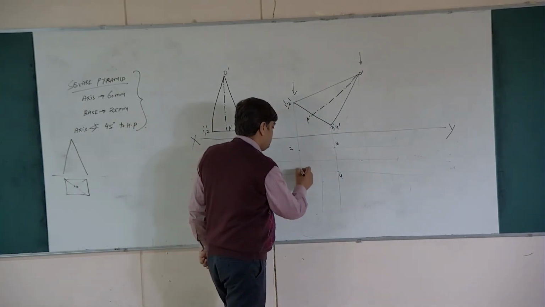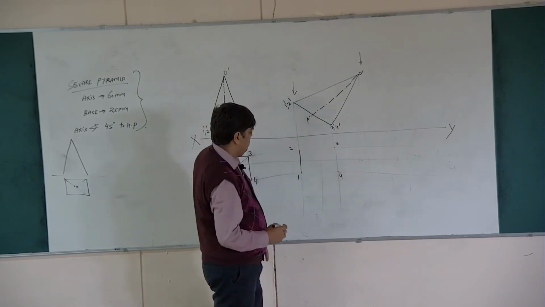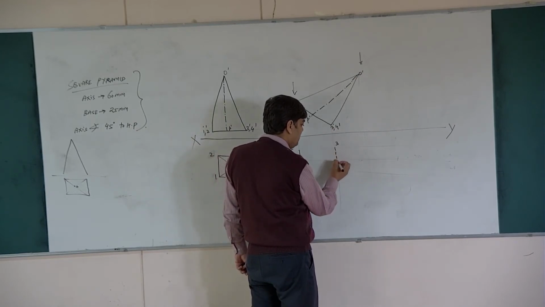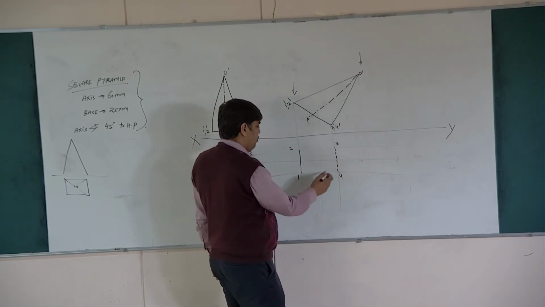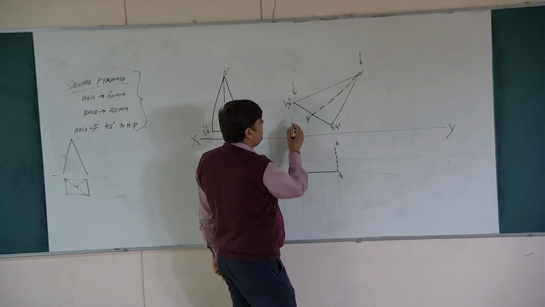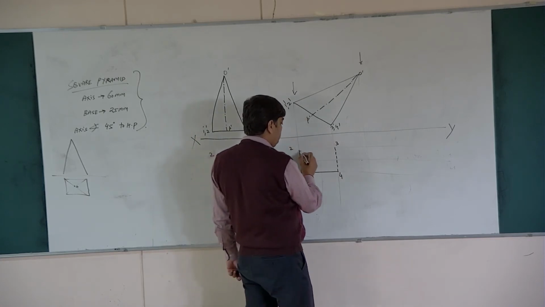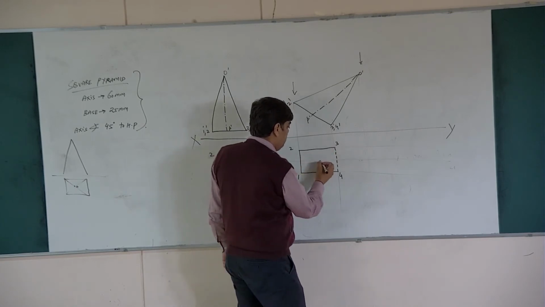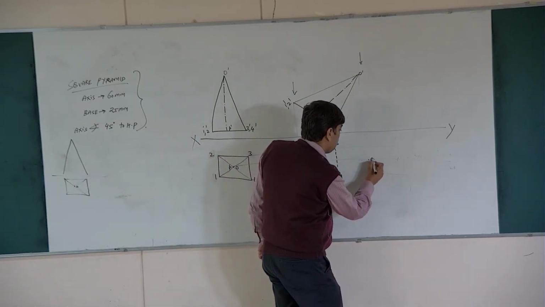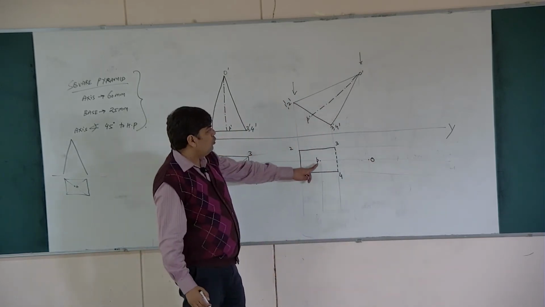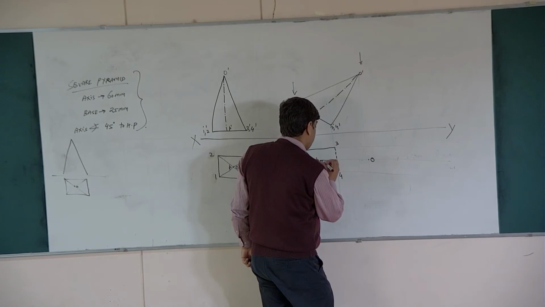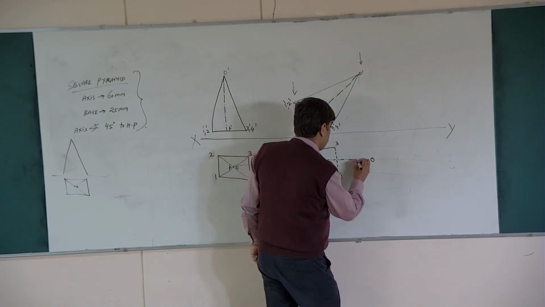So 1 to 2 will be continuous. What about 3 to 4? 3 to 4 will be hidden, so dash, dash, dash. 4 to 1 should be hidden, but since 1 is continuous, it has to be continuous. 2 to 3: 2 is continuous, 3 is hidden, but since 2 is continuous, it will be continuous, and this will be your P. Now this point is your O. O to P: O is continuous, P will be hidden, but since it is the axis line, it has to be shown this way: dash dot, dash dot, dash dot.